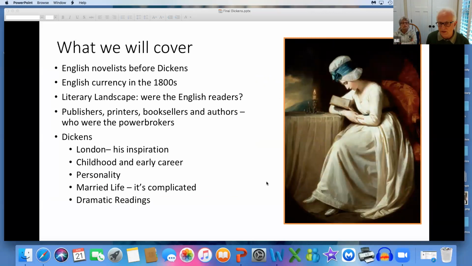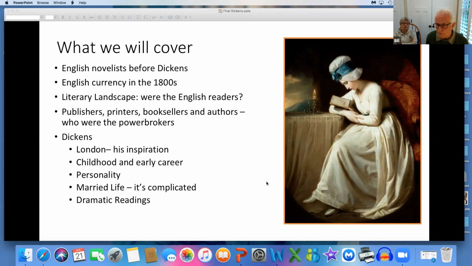English novelists before Dickens, very, very fast. He wasn't the first novelist. I just want to give you one quick takeaway from these other authors. We're going to talk a little bit about money. In fact, I want to do that very next, because you need to understand pounds, shillings, etc. And there's a little conversion factor we can use to relate that to today's.